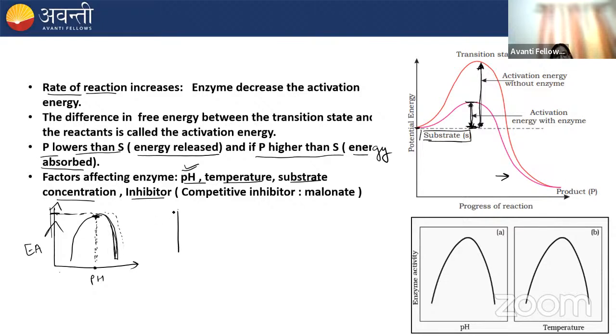Okay, similarly it goes with temperature as well. It also shows the bell-shaped curve. At optimum temperature, the enzyme activity is maximum, and if I decrease or increase the temperature, it will affect the enzyme activity. The enzyme activity will decrease.